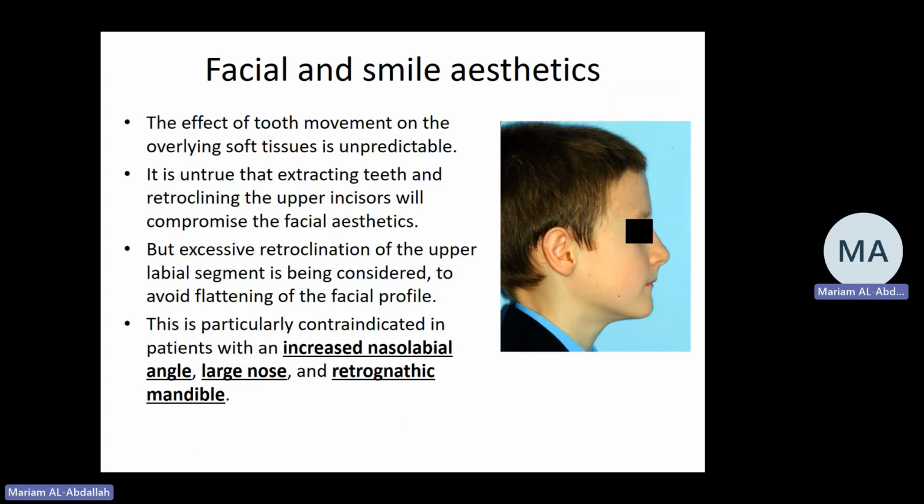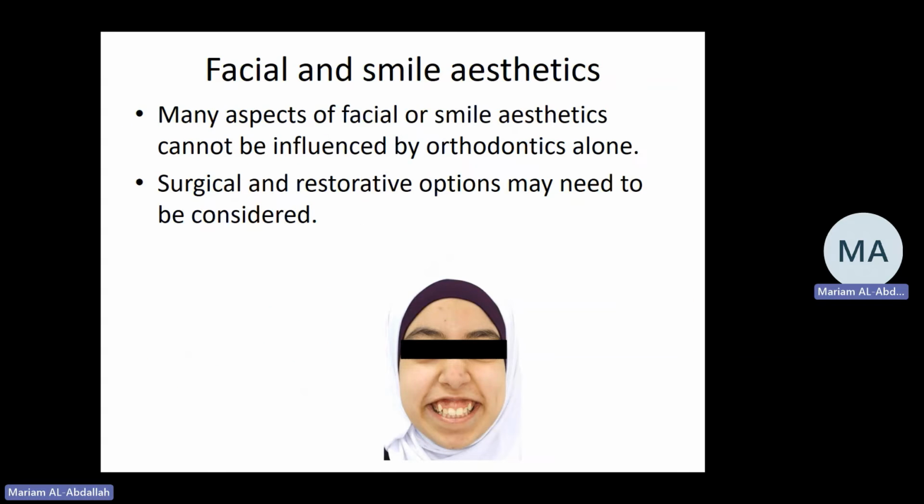Okay. And here we're talking about wrong decisions of extraction or excessive retroclination of the upper labial segment, because this will flatten the profile. Okay, so if the patient has increased nasolabial angle, large nose, retrognathic mandible, we need to avoid retroclination of the incisors, because it will worsen the profile. So it's important to consider the anterior-posterior position of the incisors and their effect on soft tissues and aesthetic profile.